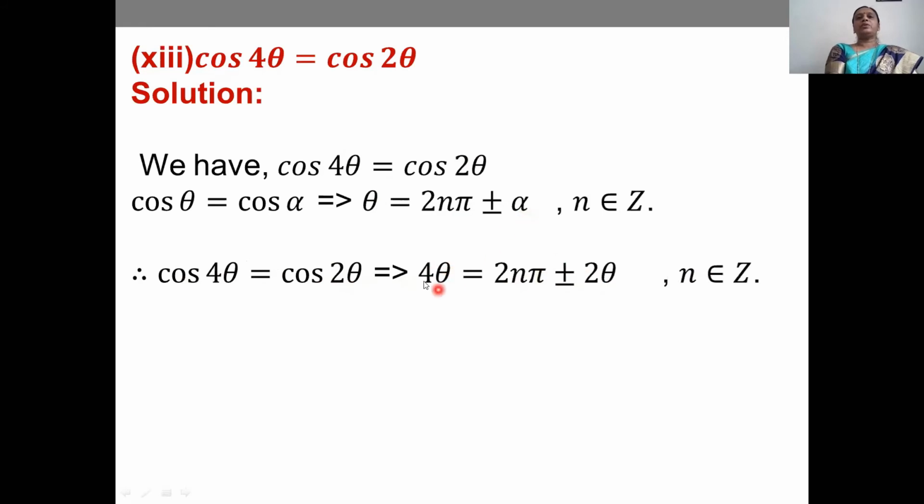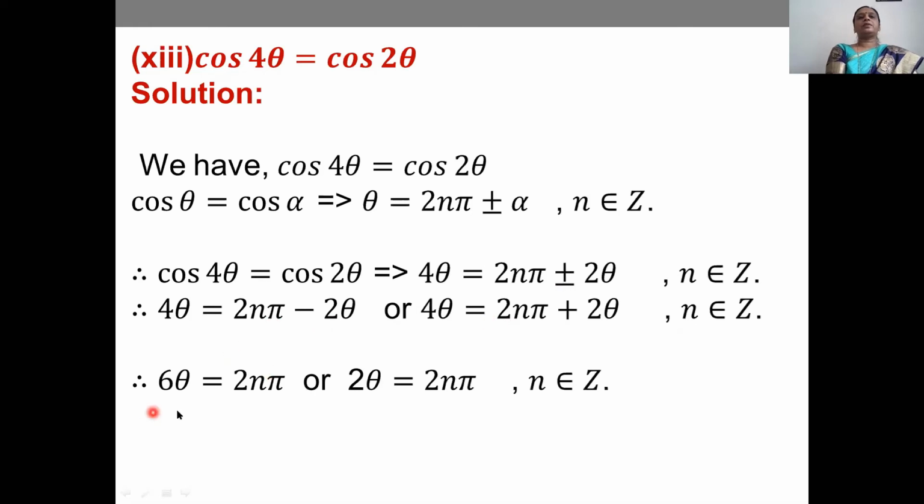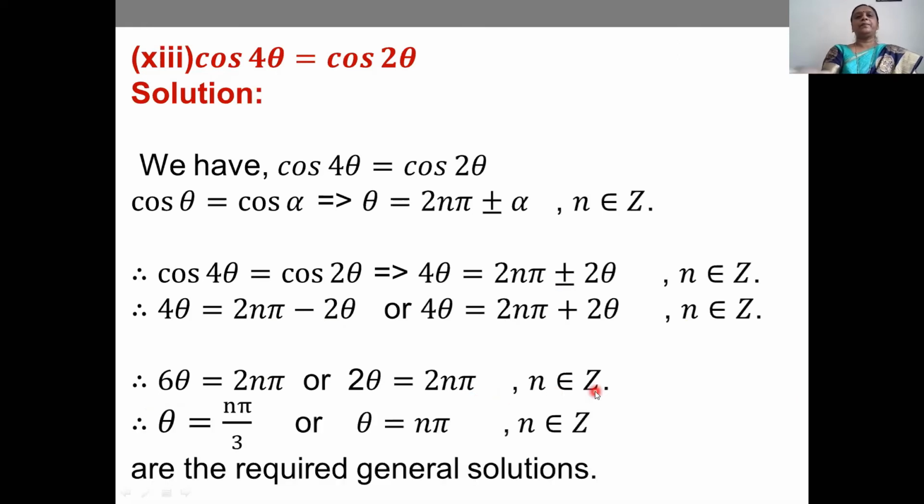Now, here, the coefficient of theta is other than 1. Therefore, we have to do the further calculations. We have to simplify this. Two equations are given here in one equation. Separate those equations. We will get 4 theta is equal to 2n pi minus 2 theta, or 4 theta is equal to 2n pi plus 2 theta, n belongs to Z. Now after simplification, this will be 6 theta is equal to 2n pi, or 2 theta is equal to 2n pi, n belongs to Z. In the next step, you write down theta is equal to n pi by 3, or theta is equal to n pi, n belongs to Z.